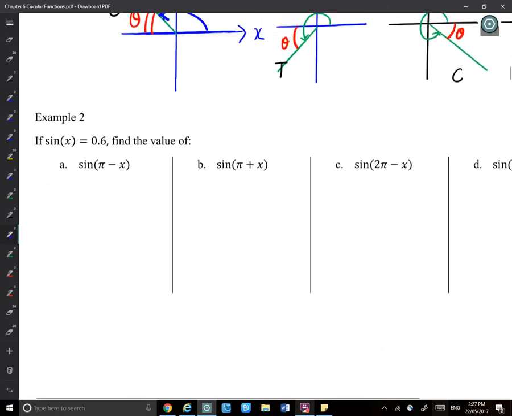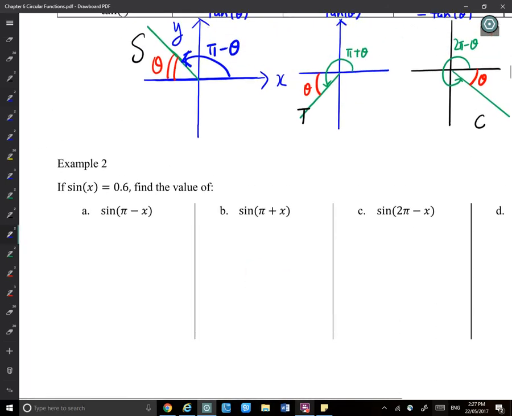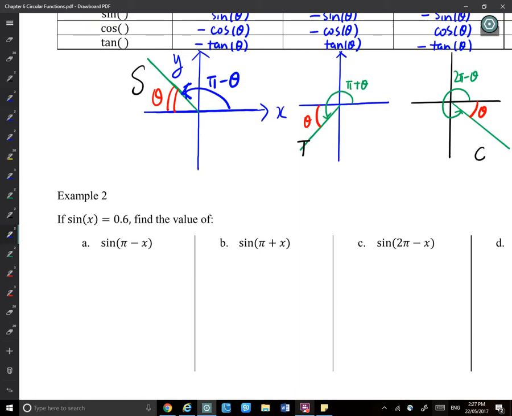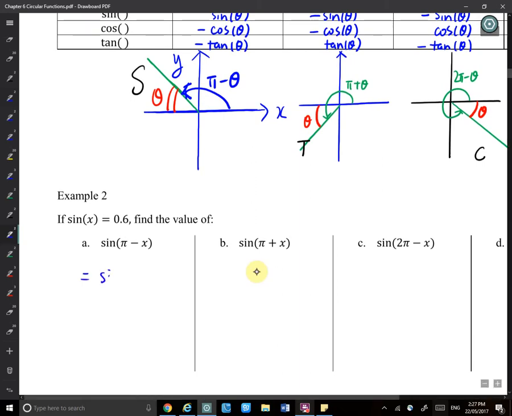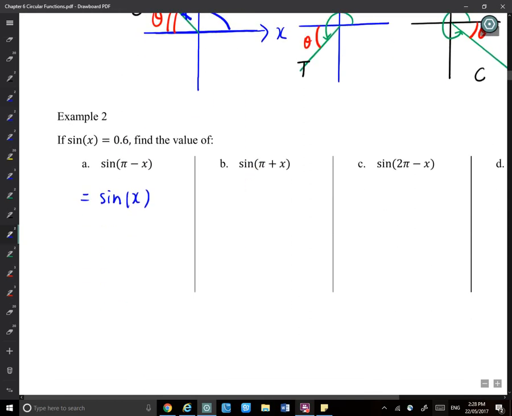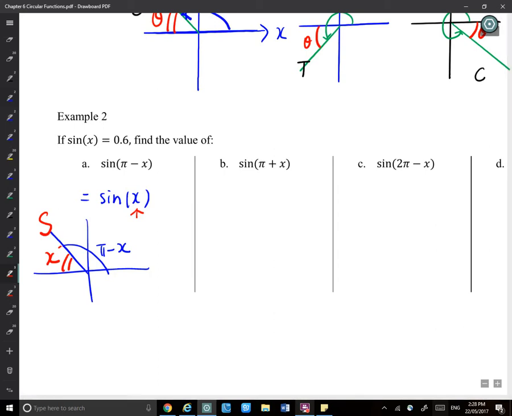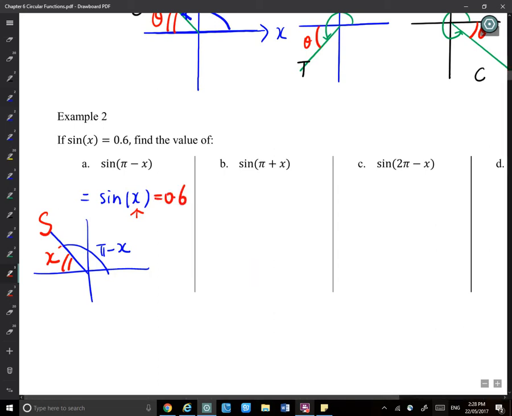Okay, example 2. Sine(pi minus x) will equal sine x by using the formula before. Pi minus x will be the angle here. Then the reference angle will be x here. So we'll change it to the reference angle x, and also this is the sine quadrant, so it will remain positive. Therefore, that just equals 0.6.